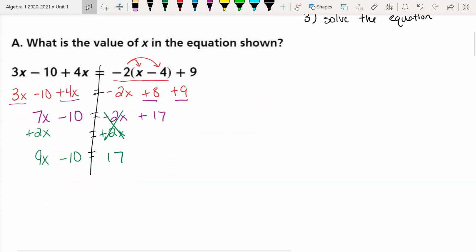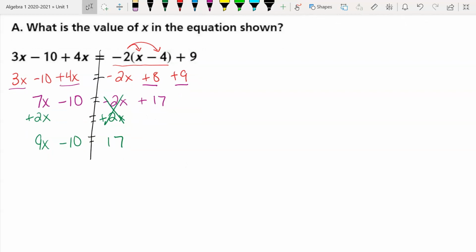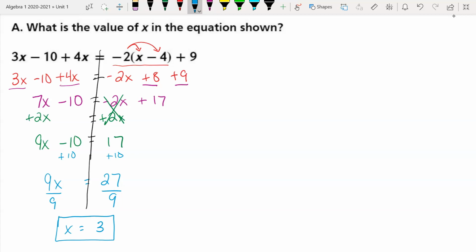Okay, and then this turns into what we've been doing before. So now if I want to solve for x, I need to add 10 to both sides. So I get 9x equals 27. And then our last step, we're going to divide by 9. Again, my answer is x equals 3.